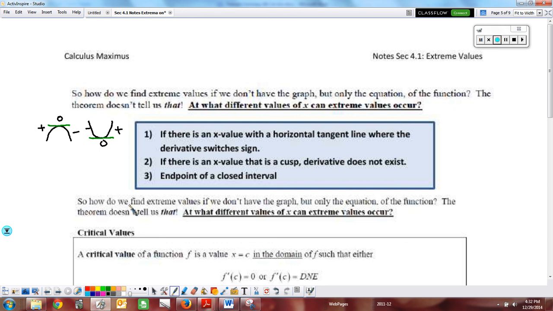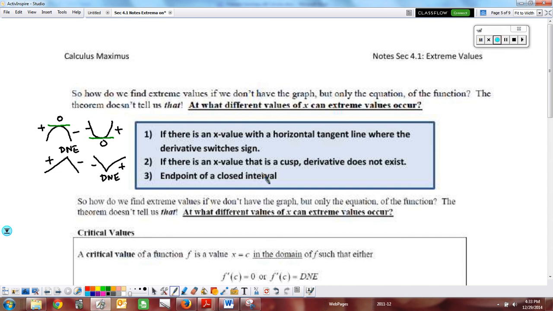Now, there could also, however, be a global max or a global min at a cusp, because if it's a cusp where you are switching signs, coming across here, a positive slope, then the slope does not exist, then a negative slope. And then here's a negative slope, the slope does not exist, and then a positive slope. It could be possible that if you have a cusp, that would be a value of an extrema.